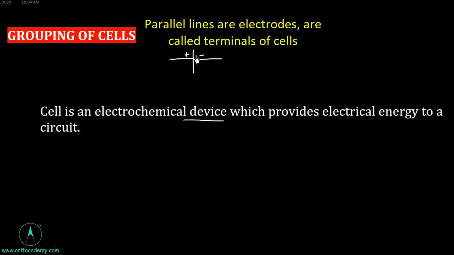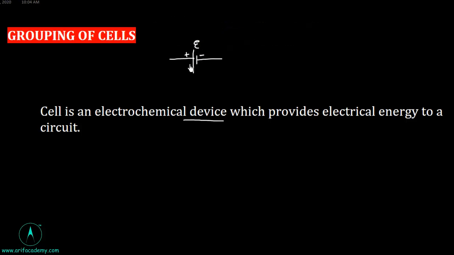And in a previous lecture we studied the EMF of a cell, and a cell has internal resistance as well, and it is represented like this. So this is a symbol of a cell.